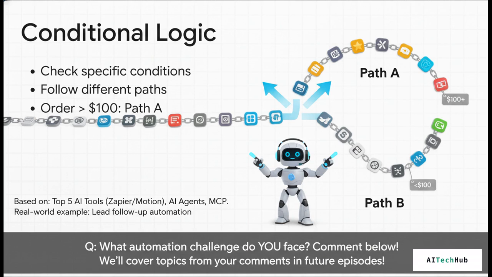For example, say a new order comes in. The workflow checks the data. Path A routes an order over $100 down a premium high-touch support flow, while Path B sends a smaller order down a standard automated flow. All of this happens instantly, right within the exact same workflow.